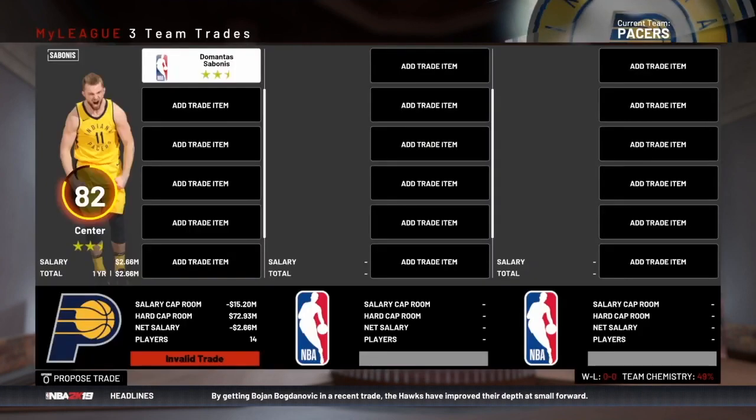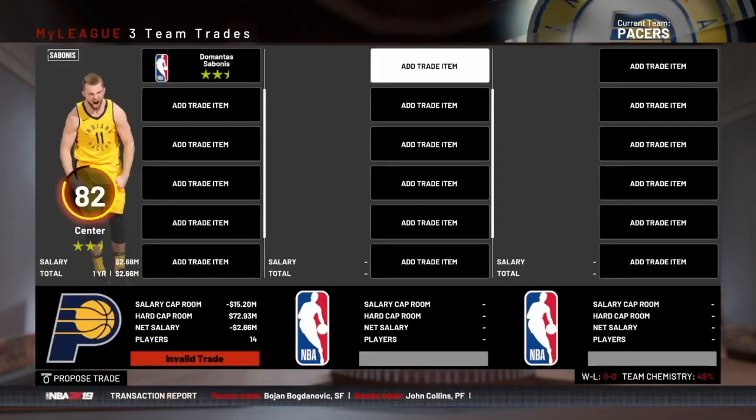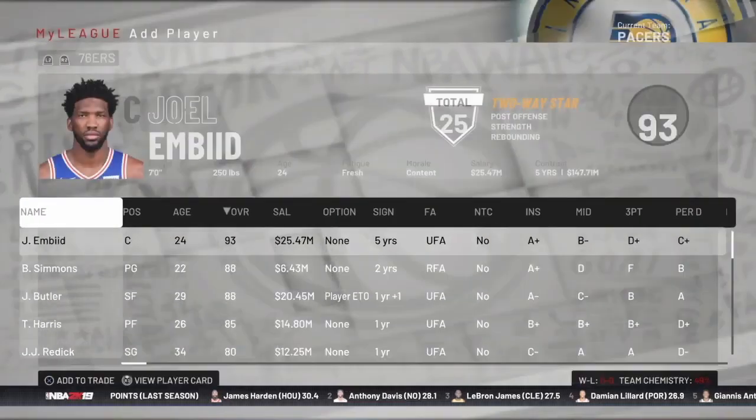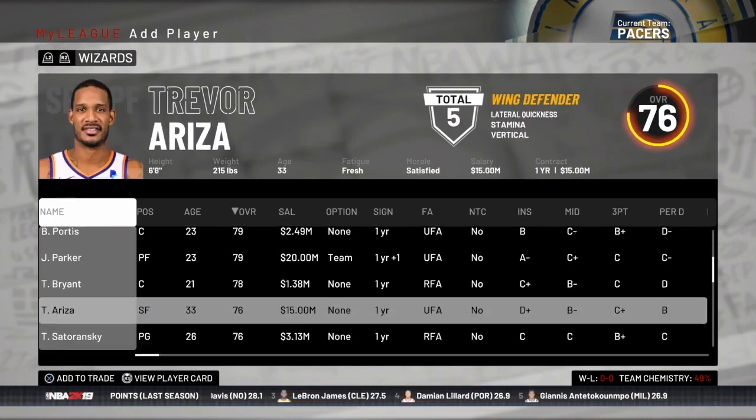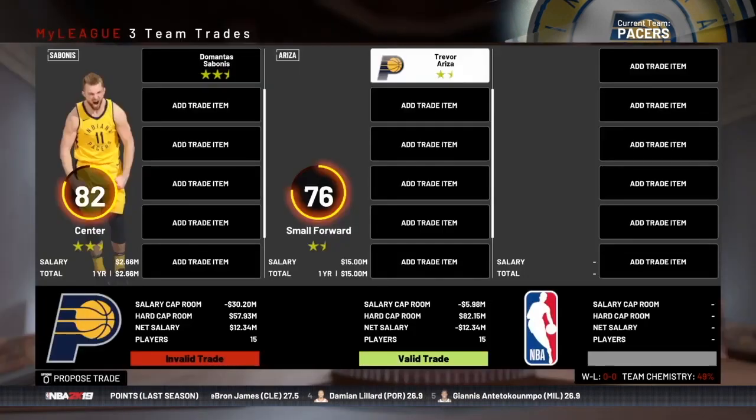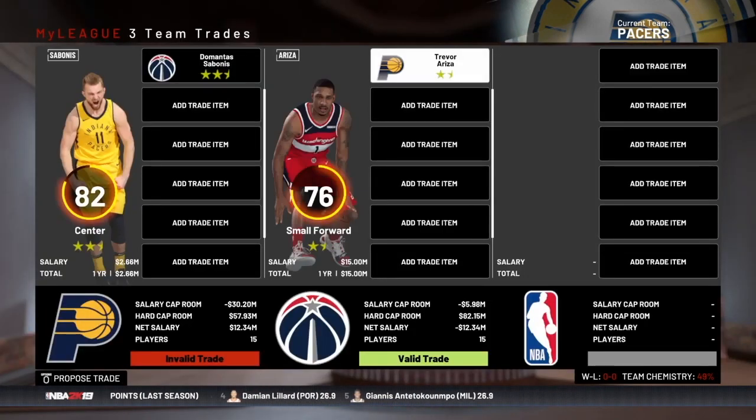So we put him in the trade system here, and now we have to find another player that we want and see if it's a valid trade. So let's say we decided that we wanted to trade for, on the Wizards, Trevor Ariza. And you can see here that this trade doesn't work.